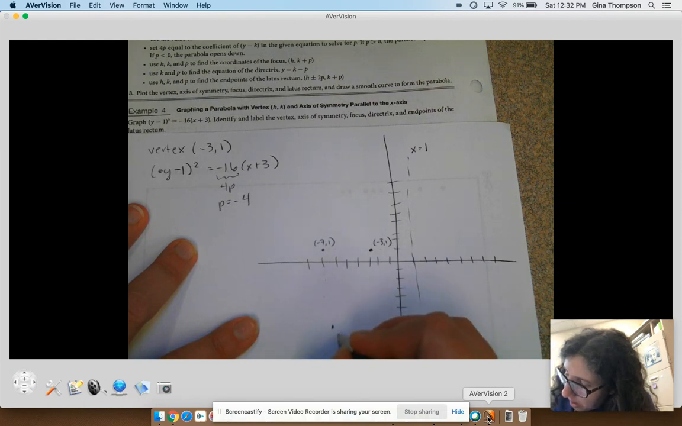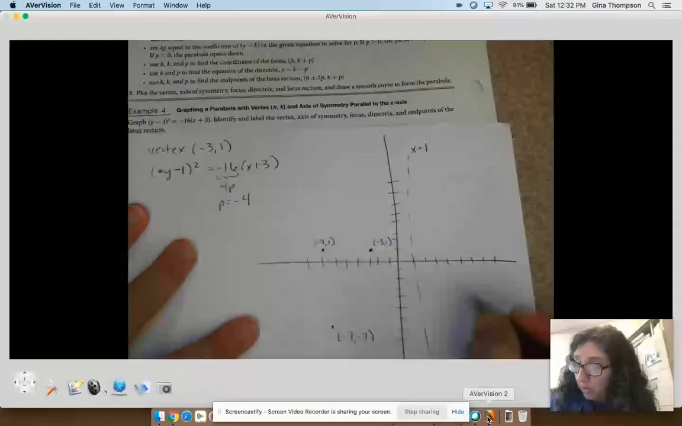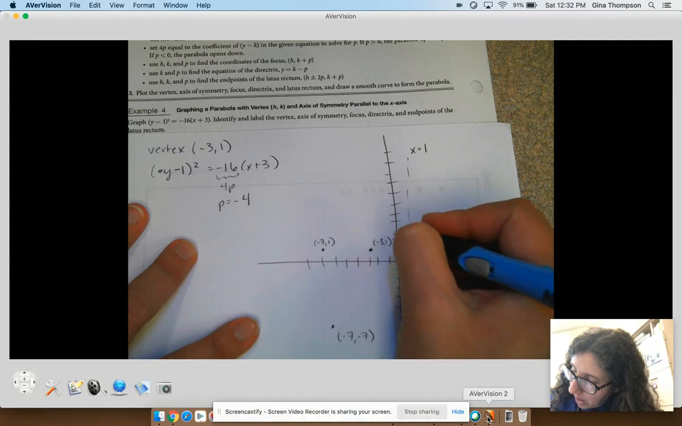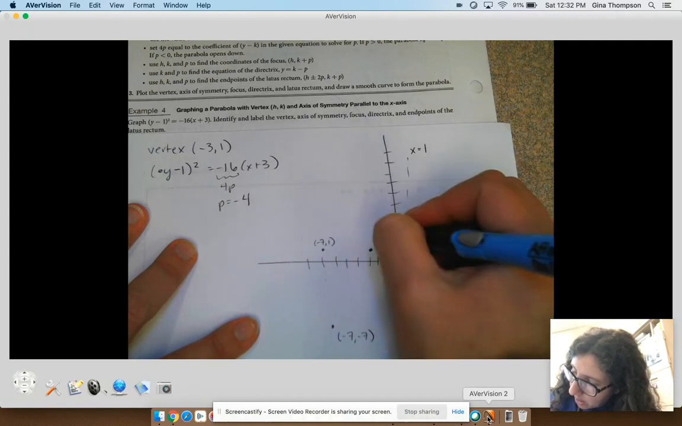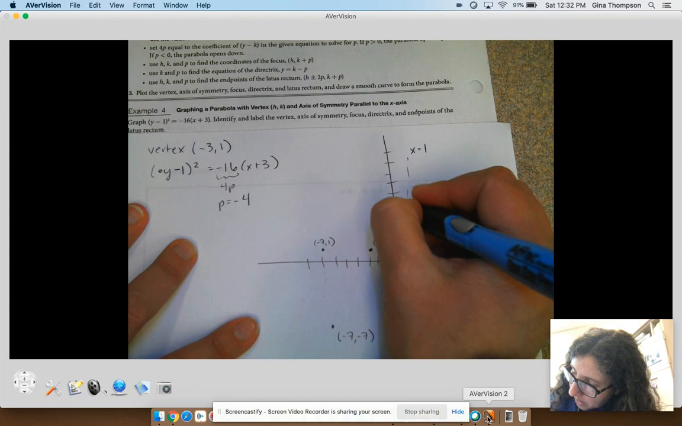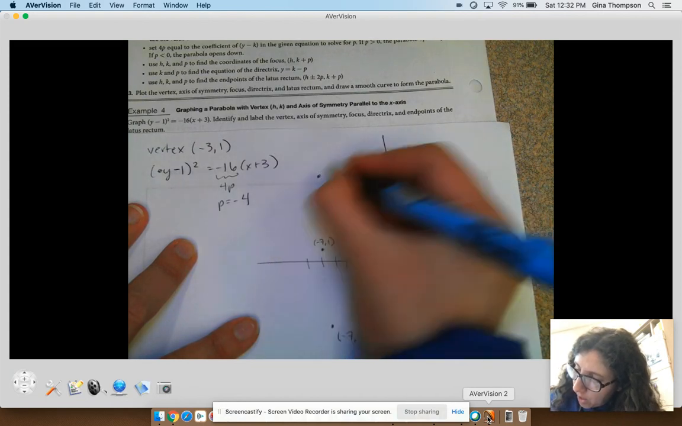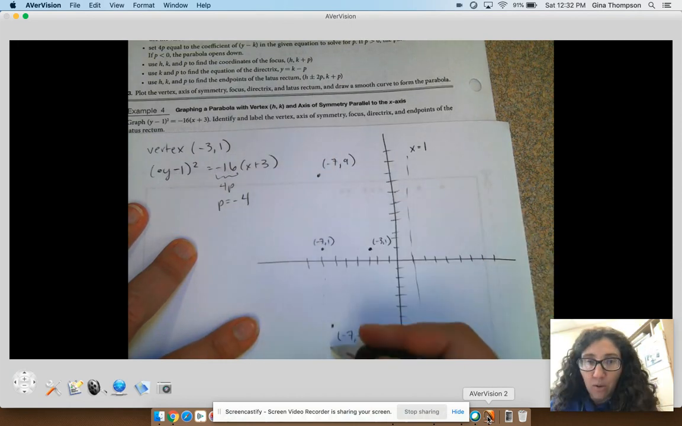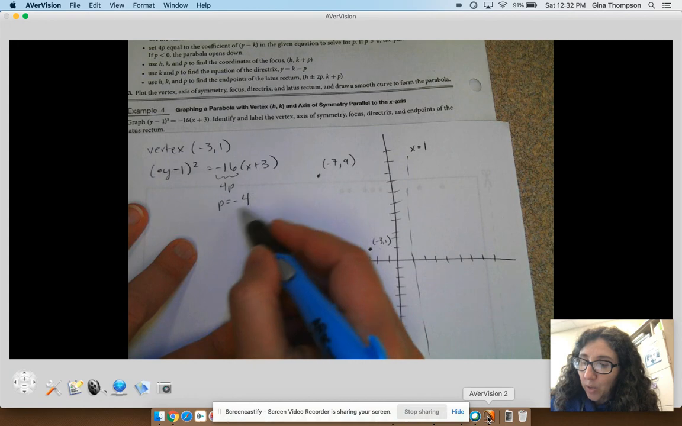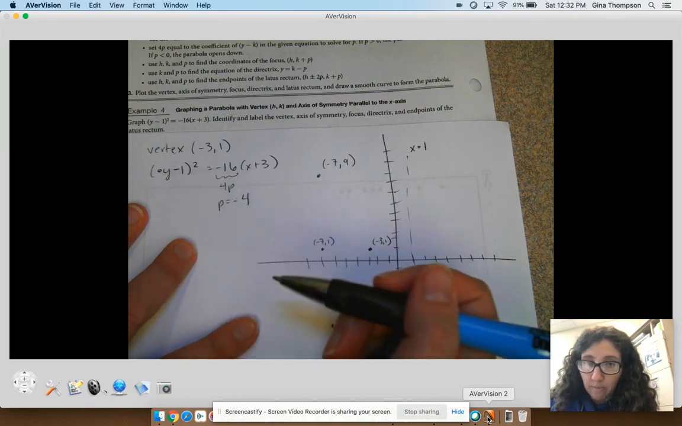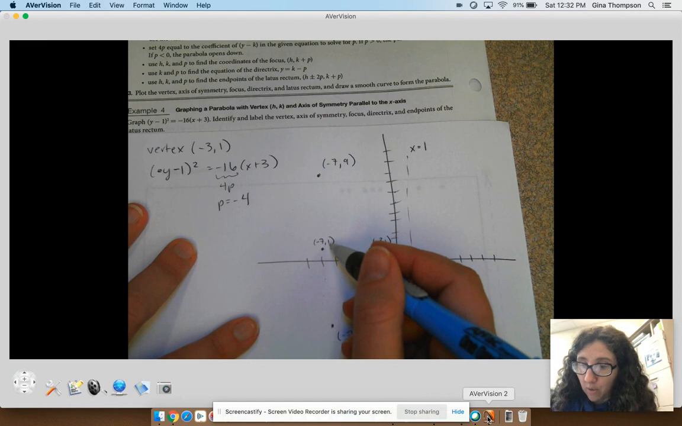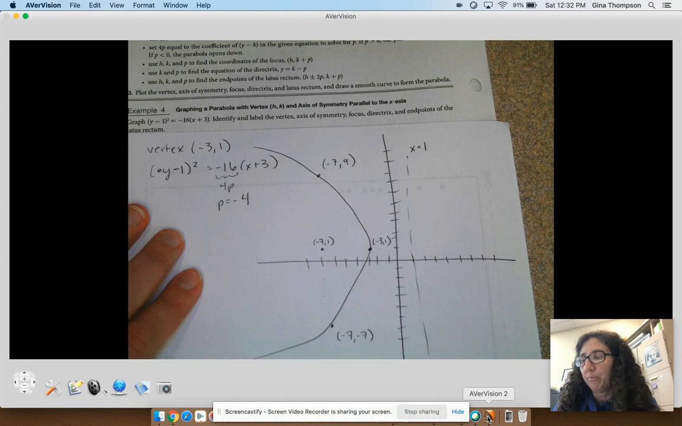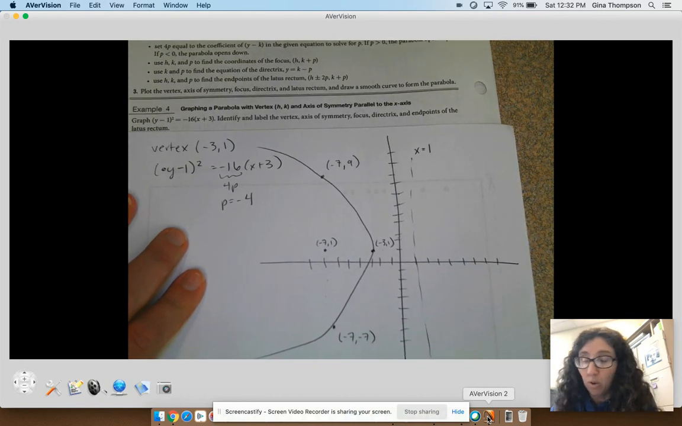What's that going to be? Negative 7, negative 7, right? 8 units that way. And this will be negative 1, let's see. 1, 2, 3, 4, 5, 6, 7, 8 will be about right here. So at negative 7, 9, right? Because we went 8 units up, 8 units down, since the endpoints of the latus rectum are 2 times p units away from the focus point. All right, and now we can draw our parabola. There we go. Cool.